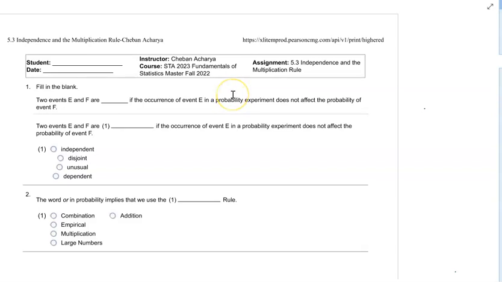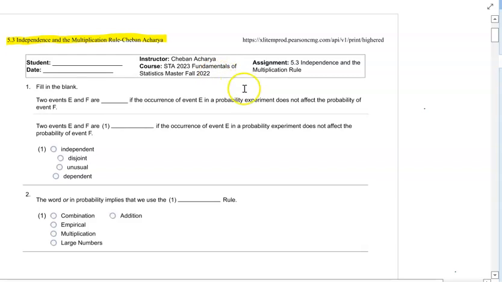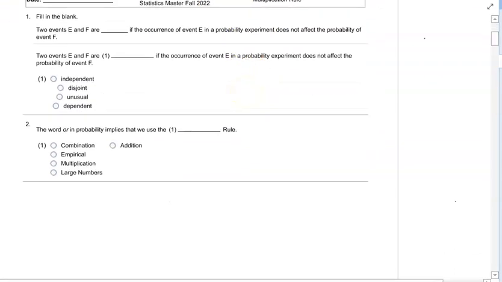In this video, I will do the homework from section 5.3, about independence and the multiplication rule. Those are the topics. Question number 1. This is a definition question.